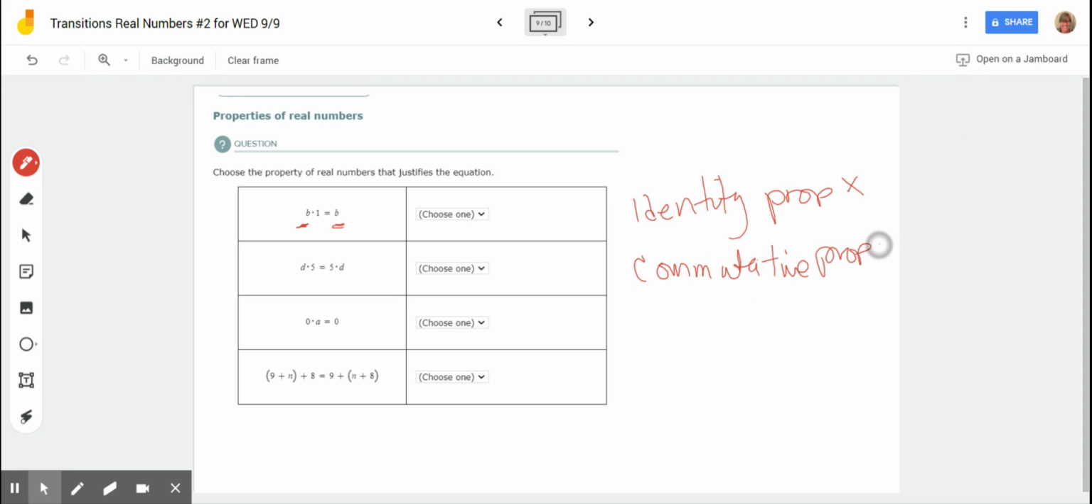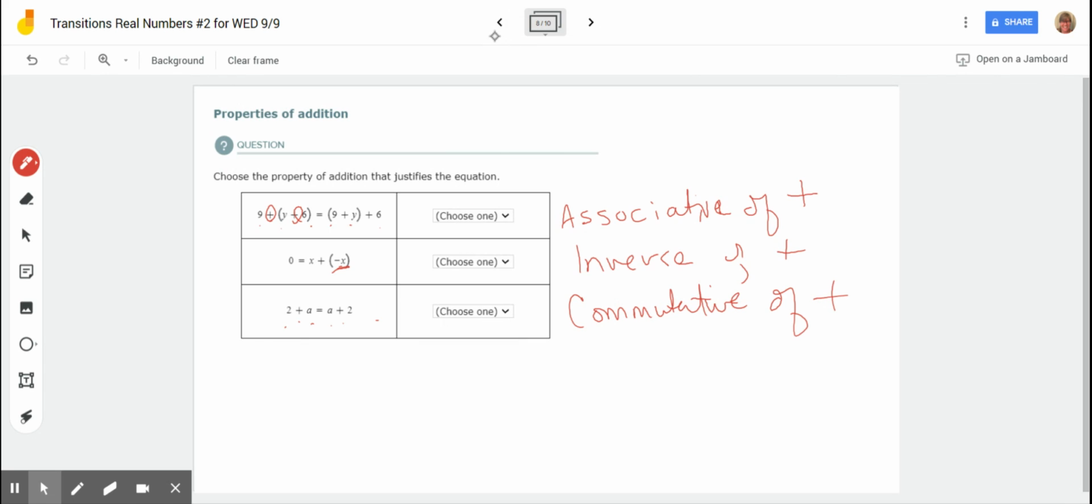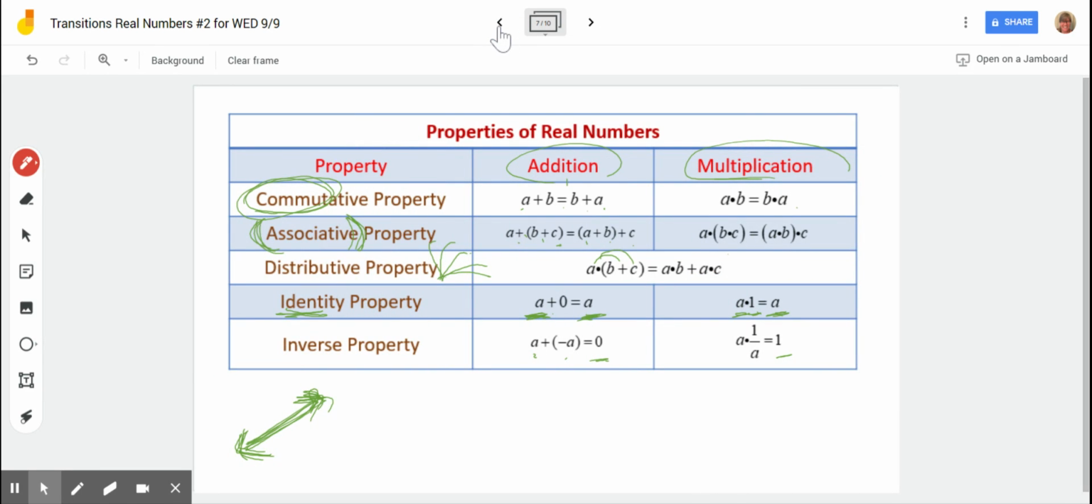Property of multiplication. This one, look what happened. 0 times A equals 0. What is that? This would be the 0 property. I don't think I had that down. That is not there. Huh?